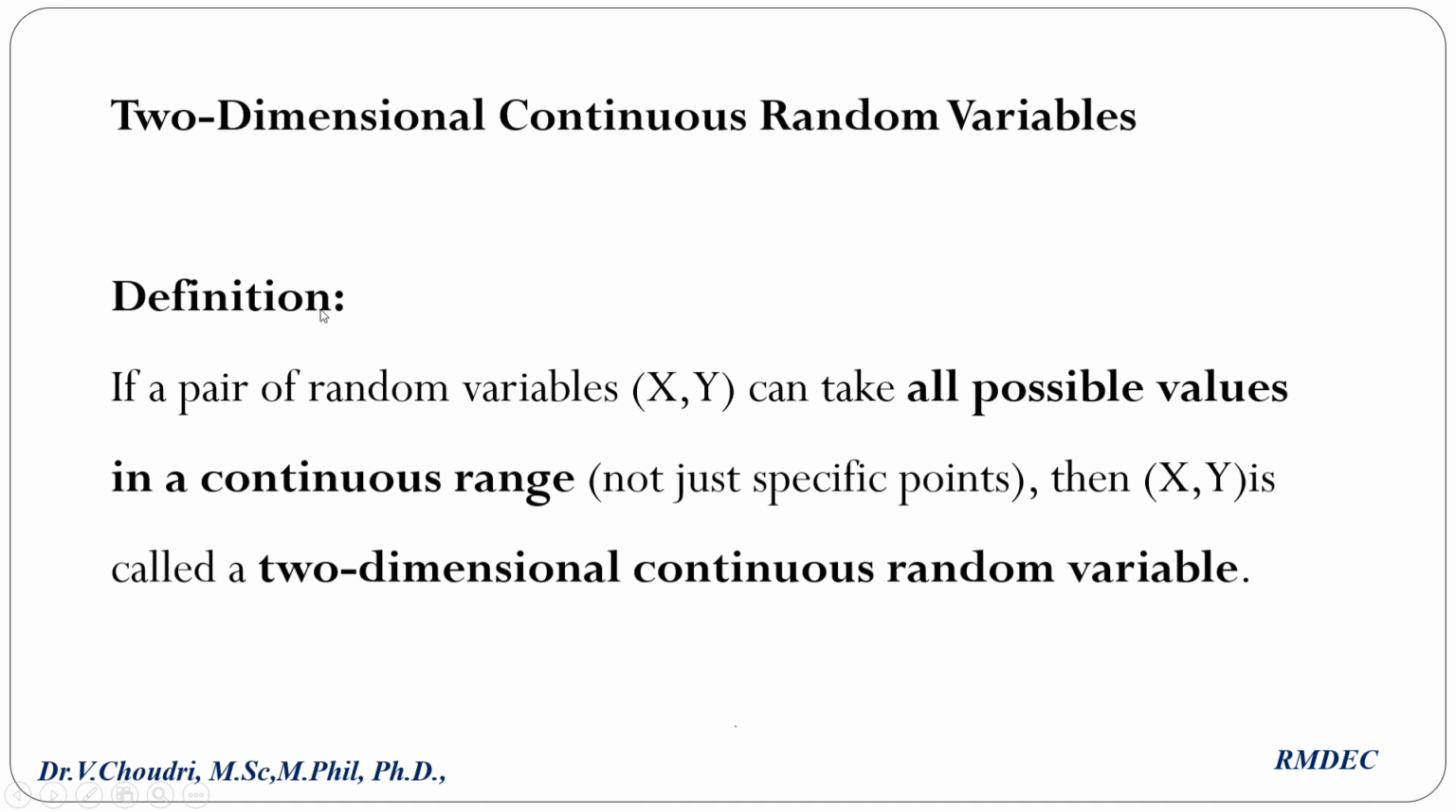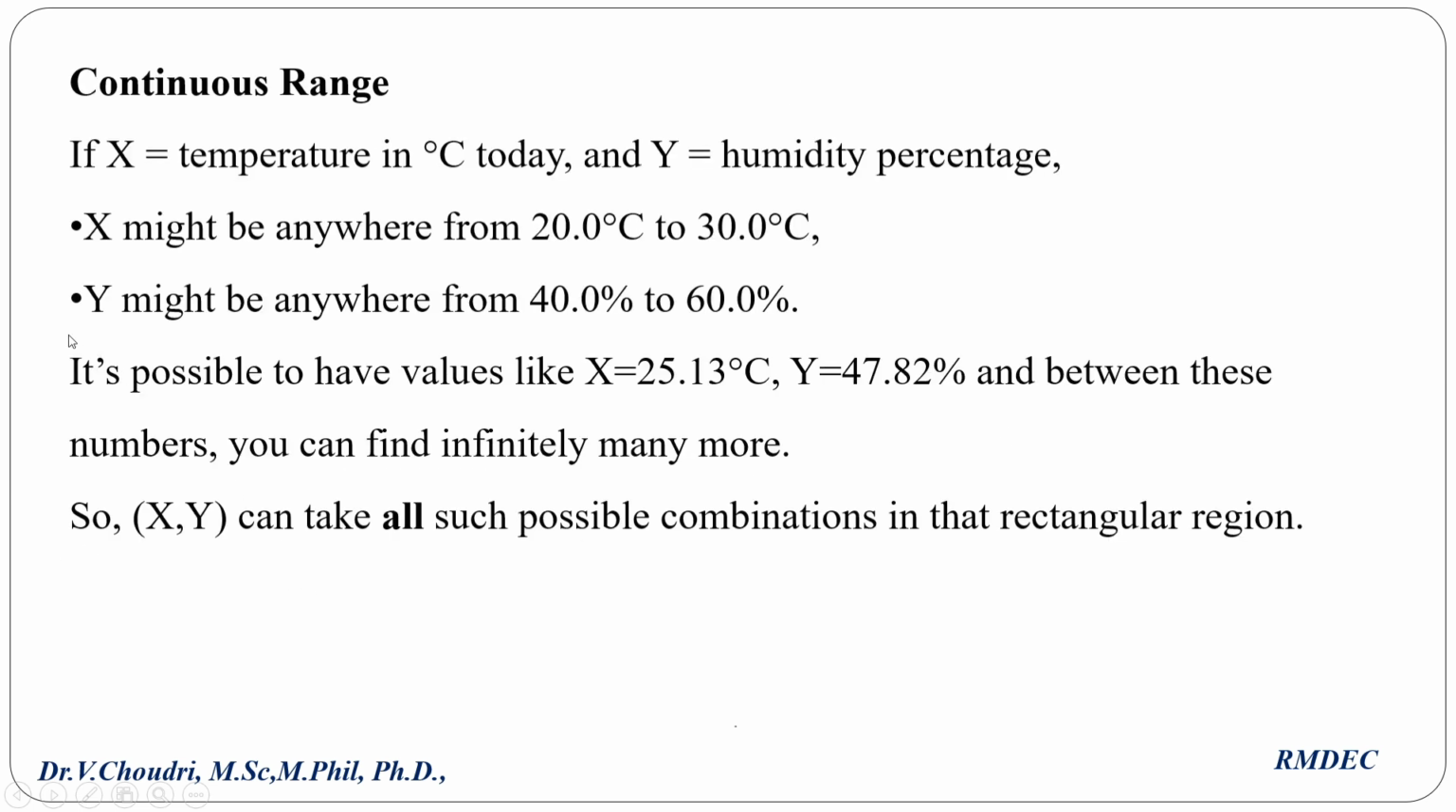Okay, what is the definition? If a pair of random variables x, y can take all possible values in a continuous range, not just specific points, then x, y is called a two-dimensional continuous random variable. So what does all possible values in a continuous range mean? Let us see one example.